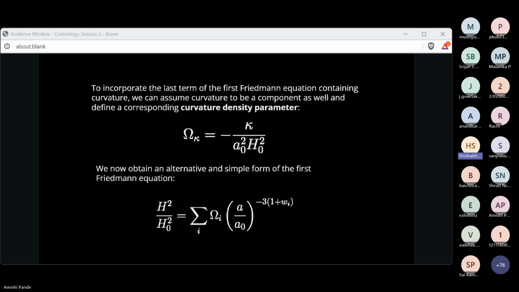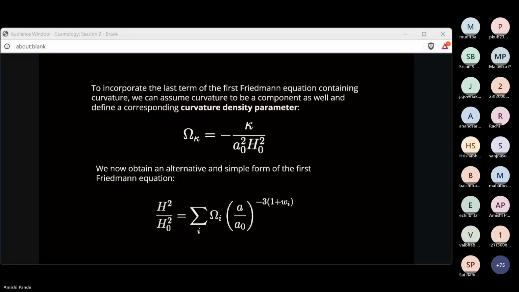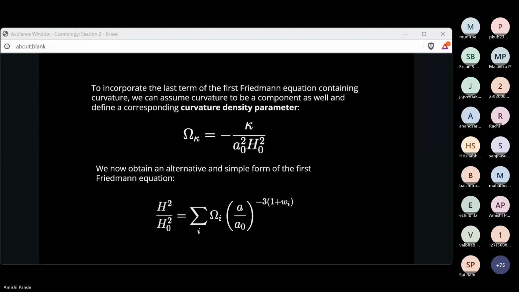We have a summation over omega i's. Now in this summation, what is i? i refers to all the components of the universe. What are the components of the universe? There are three components we know as of now, which are matter, radiation. What is the third component that we know of as of now? Quickly. Curvature, as someone said. So the third component that we know as of now, there are three components. So i goes over radiation, matter, and curvature.